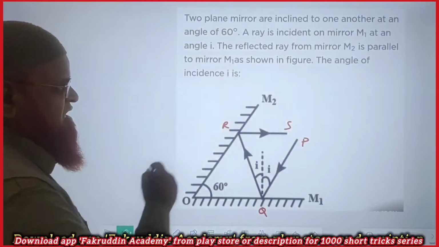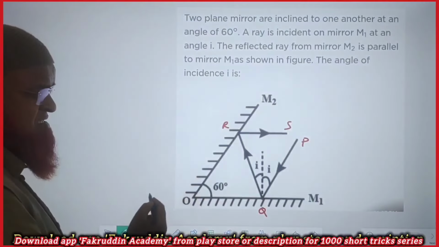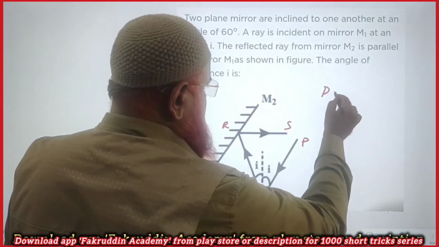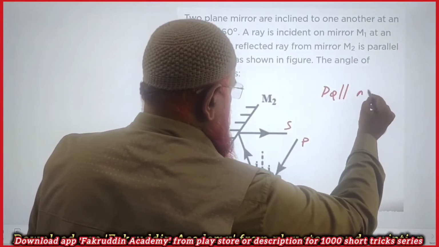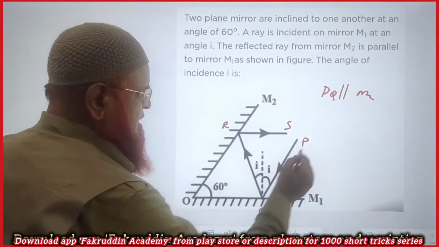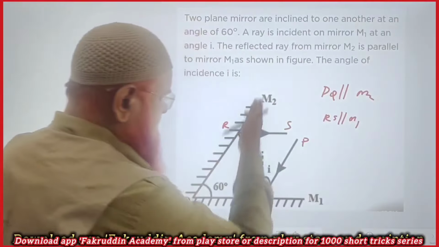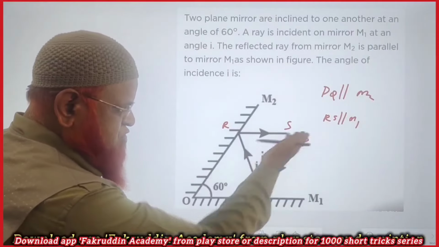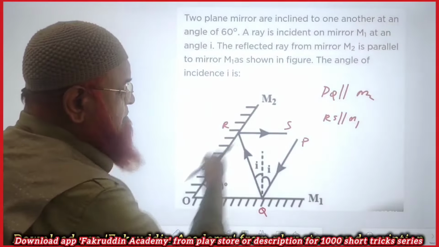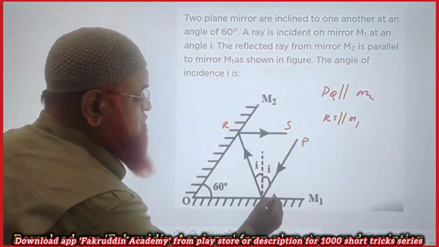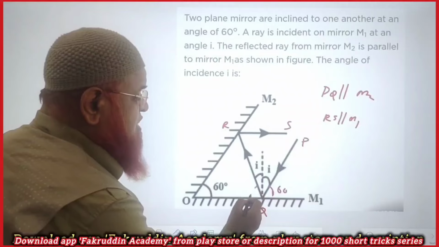It is a very simple logic here. But in the problem, there is one condition given. Understand that condition, it will be easy for you. The condition is PQ is parallel to mirror M2, and RS is parallel to mirror M1. These two are parallel and these two are parallel. If this is 60, then this is also 60. And this is 60, so this is also 60.